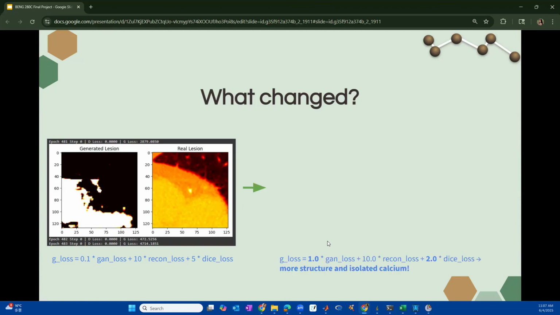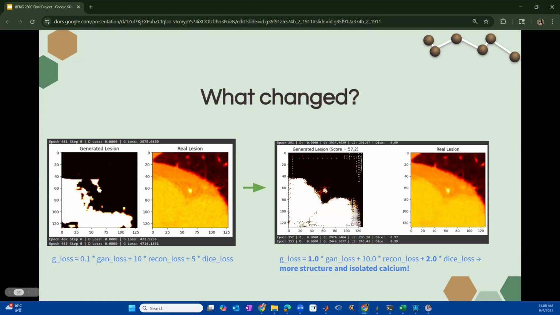So to fine-tune the result, we adjusted the loss weights. We increased the GAN loss to encourage the model to generate more realistic looking structure, and we kept the reconstruction loss constant to maintain similarity with the input. And lastly, we lowered the dice loss just slightly to avoid over constraining the shape. So these small changes had some impact. The generated lesions became cleaner, sharper, and much more medically interpretable.